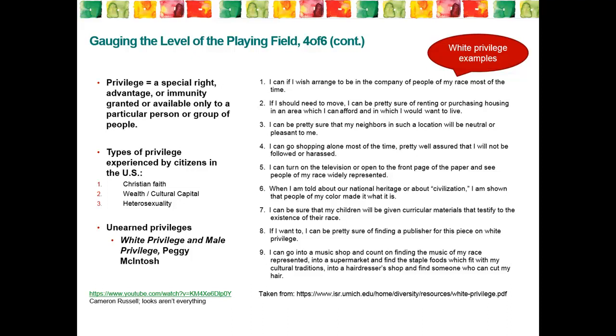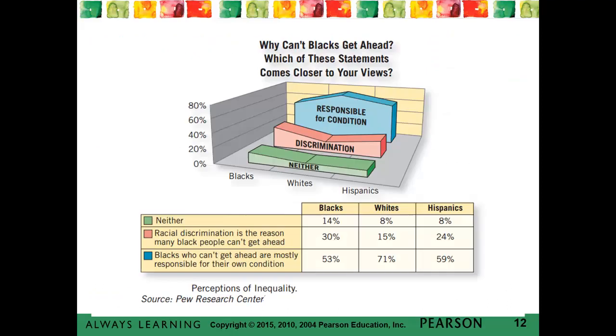For example, number 4, "I can go shopping alone most of the time, pretty well assured that I will not be followed or harassed." Is that something that a lot of Latinos can say, or African Americans can say? "I can turn on the television or open the front page of the paper and see people of my race widely represented." Is that something Native Americans can say? Is that something maybe our Asian brothers and sisters can say? So these are examples of instances that whites can be assured of receiving and not really think about it. It's invisible to them.